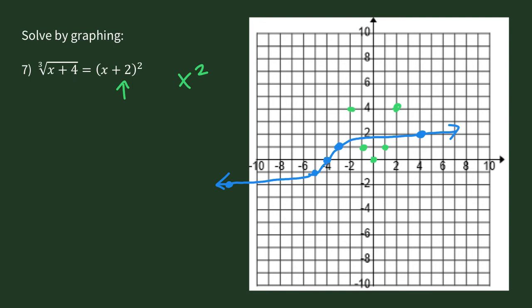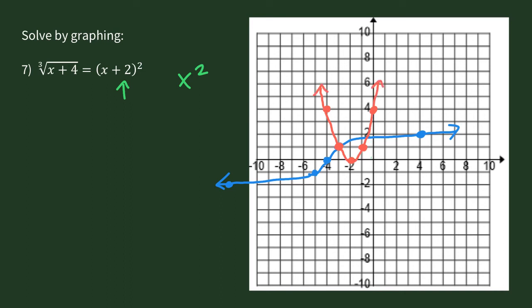Then it has the plus 2. So what I've graphed so far is just x squared, but there's a plus 2 in the parentheses, and that means I need to go to the left 2. I need to shift what I just did to the left 2. And I'm going to erase the green ones so I don't get confused, and I'm going to connect the new red ones. So this would be x plus 2 squared.